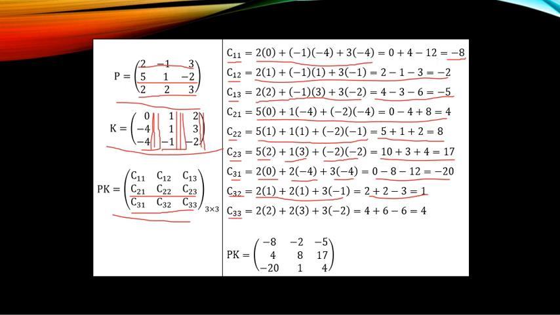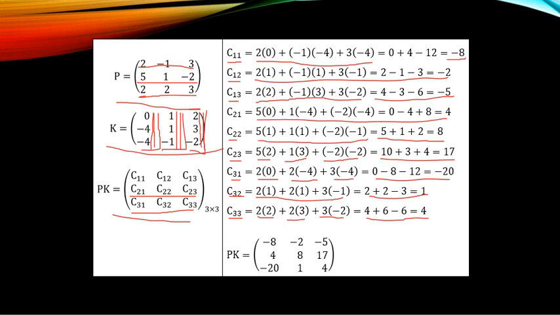C33 means the third row of matrix P times the third column of matrix K. Element by element, you have 2 times 2, this 2 times this 2. That's the meaning of element by element. Then again, you have 2 times 3, and you have 3 times -2. That will give us 4 plus 6 minus 6, and that is 4.